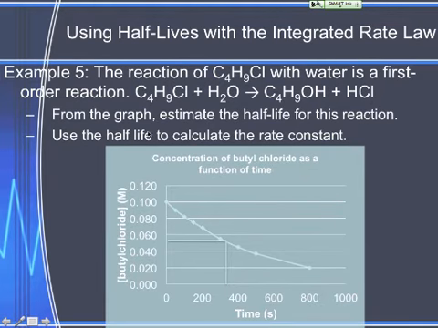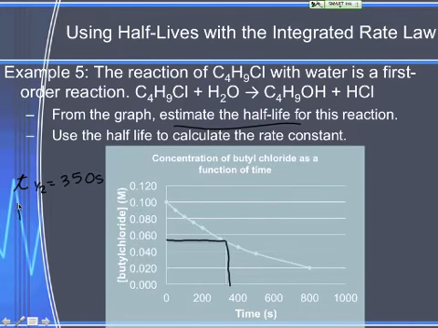So the first question says, from the graph, estimate the half-life. And I put the lines in, so sketch the lines in on your graph, on your packet, so you can see what's the best fit here. And I estimated my half-life when I drew a straight line to be about 350 seconds.